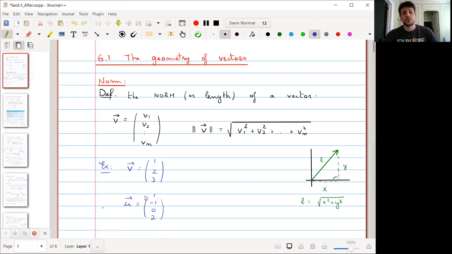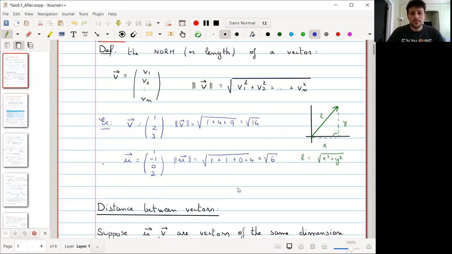Let's have a look at these other couple examples. These are a three-dimensional vector and a four-dimensional vector. When we compute their lengths, we get respectively the square root of the sum of the squares, which is 1 plus 4 plus 9. That's the square root of 14. And here for u, again, we take the square root of the sum of the squares of the components. Minus 1 squared is 1, plus 0 plus 4. So this vector has length square root of 6.